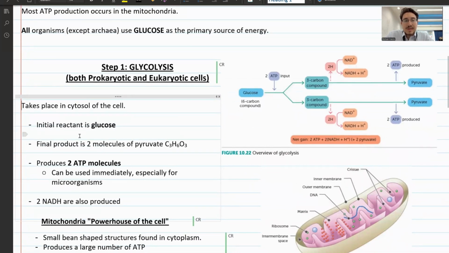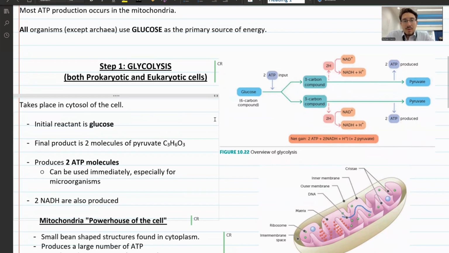So like I mentioned before, the initial reactant for glycolysis is glucose. Glucose, as you know from the chemical equation, has 6 carbons. It's a 6 carbon molecule or compound. And what begins to happen is a partial breakdown in glycolysis, where essentially you break glucose in half to become a 3 carbon compound. Remember, since you have a 6 carbon compound, it basically splits in half. And now you have 2 molecules of a 3 carbon compound.